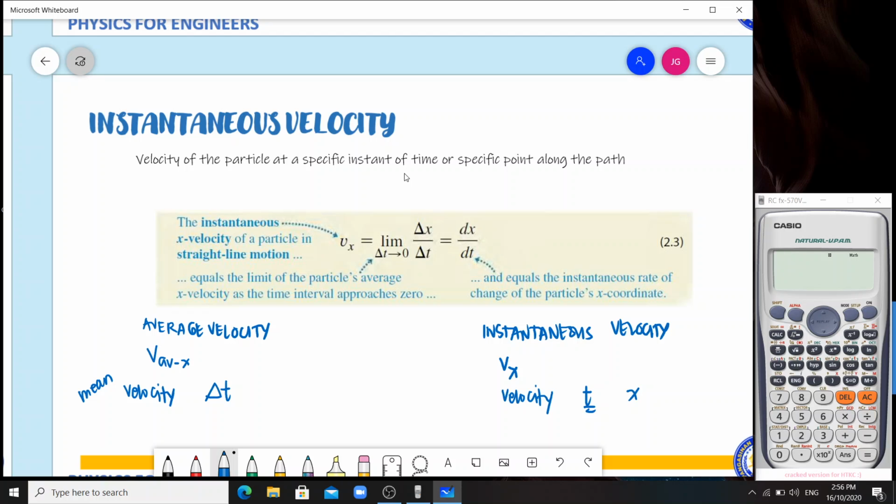Okay? The change in time or the mean velocity at the given interval. Okay? At ang formula ng average velocity is delta x over delta t. Okay? Dito naman sa Vx, it is the change in the position over change in time wherein the limit would be delta t is approaching 0. Okay? Or it can also be solved using dx over dt. So, instantaneous velocity is the velocity at a given time or at a given position. Ang average velocity is the mean velocity at an interval of time.